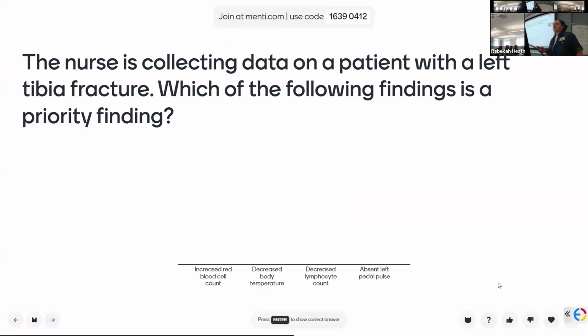All right, so the nurse is collecting data on a patient with a left tibia fracture. Which of the following is a priority finding? All right, you guys are amazing. Yes, if your pulse is absent distally, or farther beyond where the injury is, that's going to be a priority finding for us.